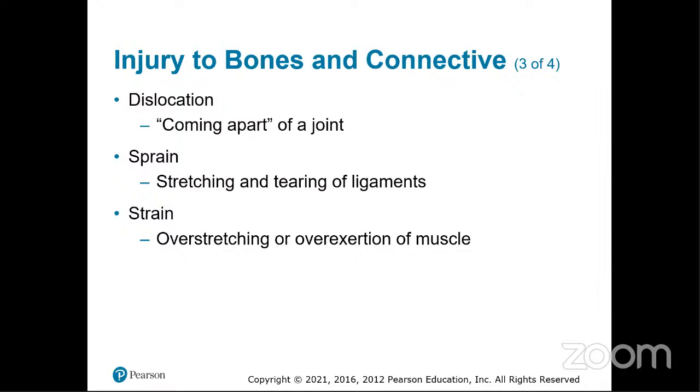You can have a dislocation without it, but you usually will cause some strain and sprain with it too. But it's usually the ligaments that, after so many times of dislocating it, you stretch those to where you no longer have the strength in them. So sprain is a stretching or tearing of the ligaments. And then the strain is the overstretching or overexertion of the muscle.